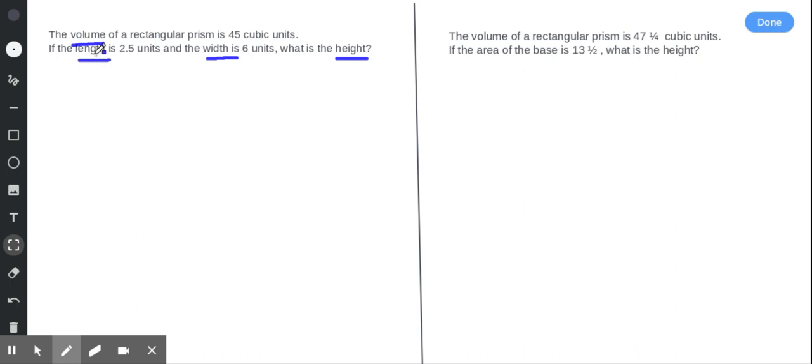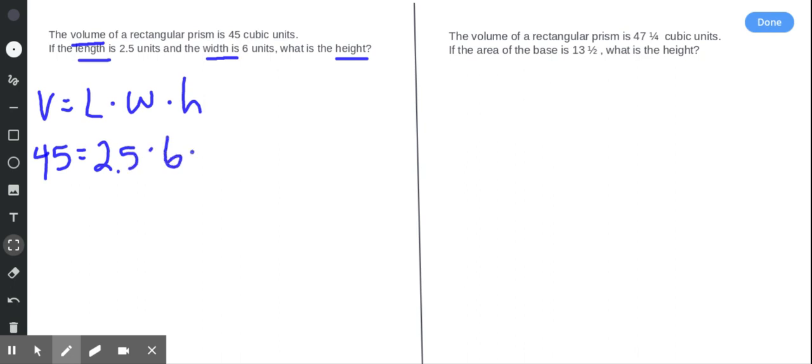Because I see the three dimensions, length, width, and height, I'm going to go with that first formula that we learned. Volume equals length times width times height. The first thing I'm going to do is plug in the information that they give me. So my volume is 45. Length is 2.5 times my width, which is 6. And I don't know my height, so it stays an h.